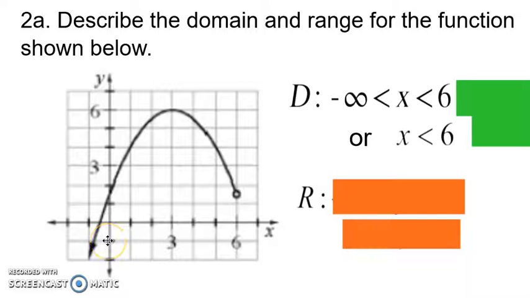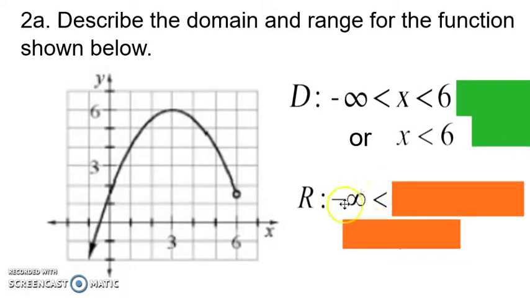Now, to determine the range are all of the possible y values of a graph. Reading a graph from bottom to top determines those y values. So the smallest y value that we see is this arrow, and that arrow is pointing all the way down, which means that our smallest y value is negative infinity. Again, it gets a less than sign because infinity can never be reached.